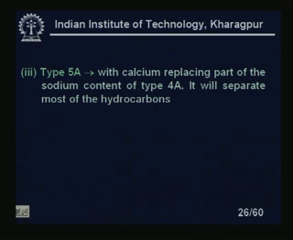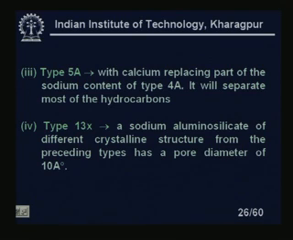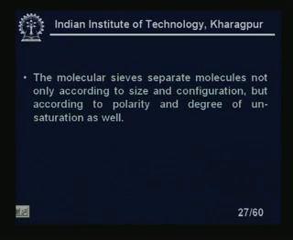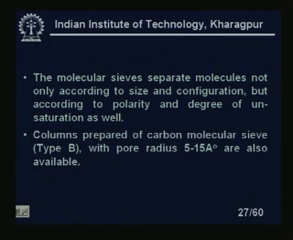Type 5A, with calcium replacing part of the sodium content of type 4A, will separate most of the hydrocarbons. Okay. In the petrochemical industry, this is very important. Type 13X, a sodium aluminosilicate of different crystalline structure from the preceding types, has a pore diameter of 10 Armstrong. The molecular sieves separate molecules not only according to size and configuration, but according to polarity and degree of unsaturation as well. Columns prepared from carbon molecular sieve type B with pore radius of 5 to 15 Armstrongs are also available.